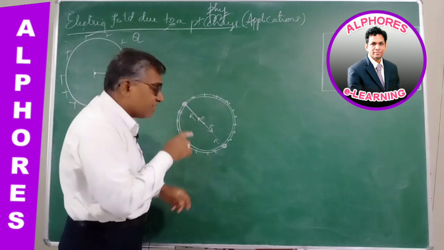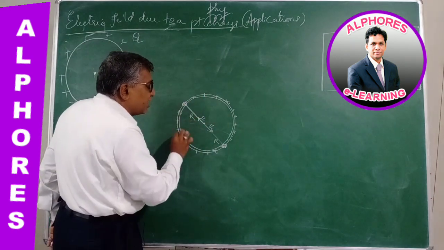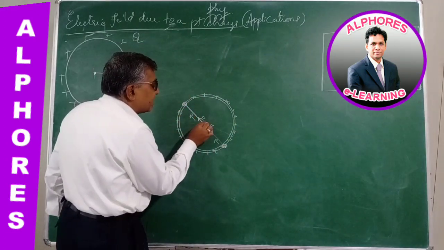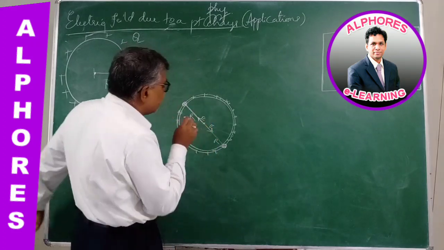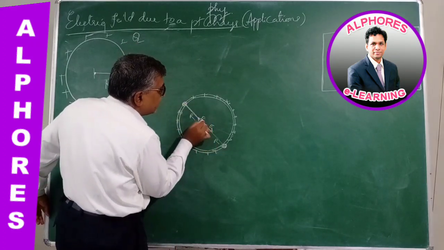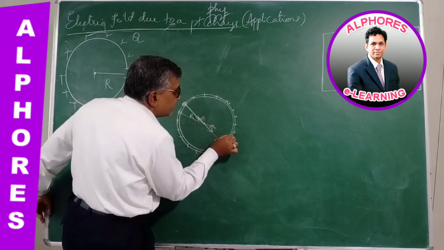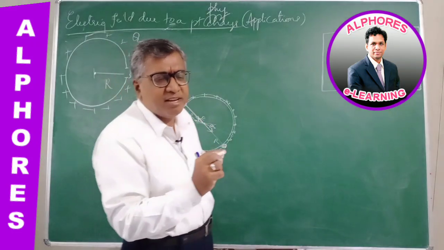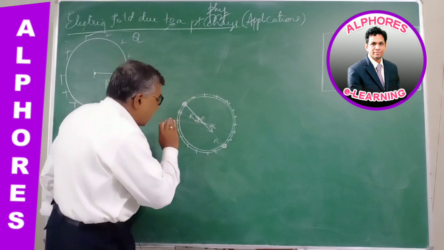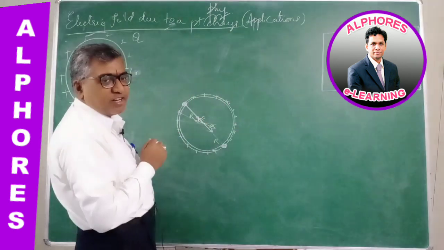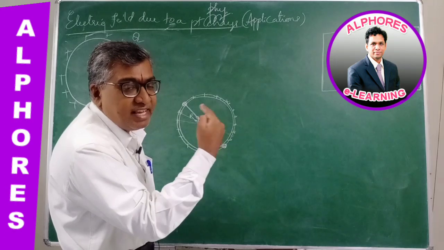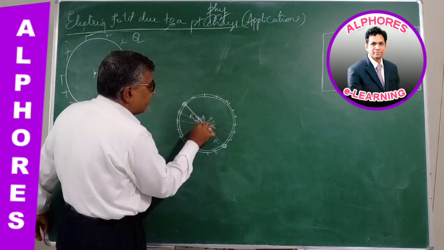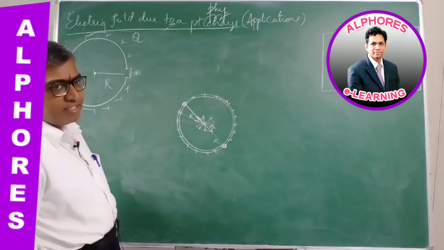That is the reason why, when you consider a uniformly charged ring, the net electric field at the center is 0. Due to this part the field is like this, due to the opposite part it is cancelled, and the same thing happens this way. Every element that you consider on the charged ring will have a corresponding element at the diametrically opposite point producing an equal and opposite field. So all the fields are cancelled, and the net field at the center is 0.